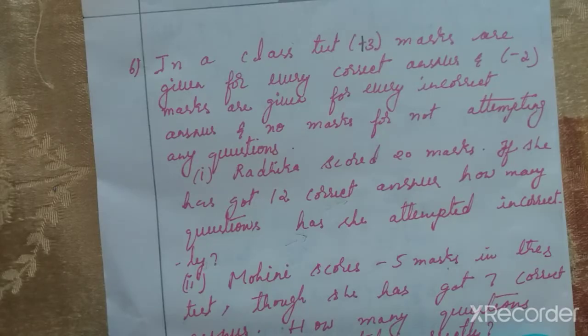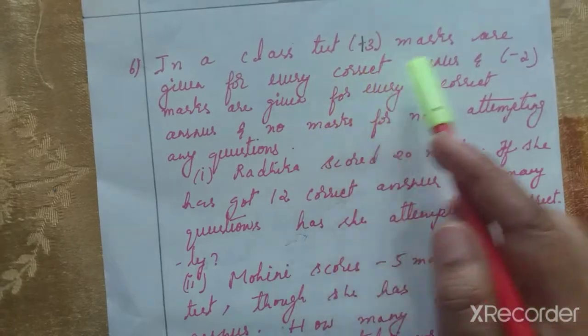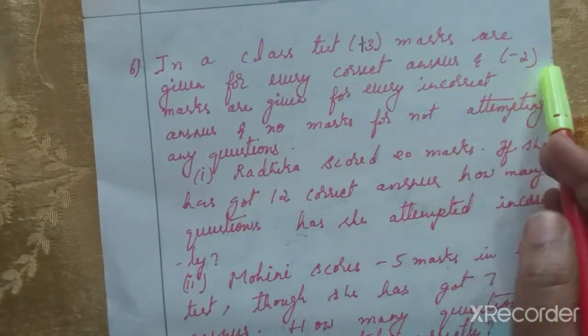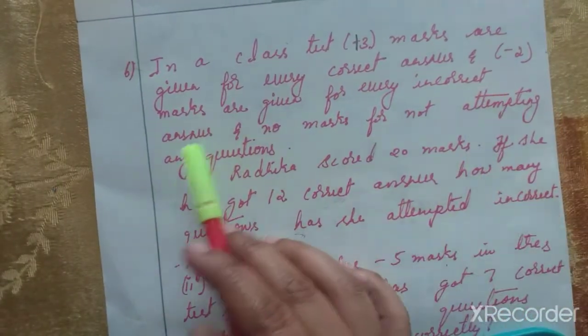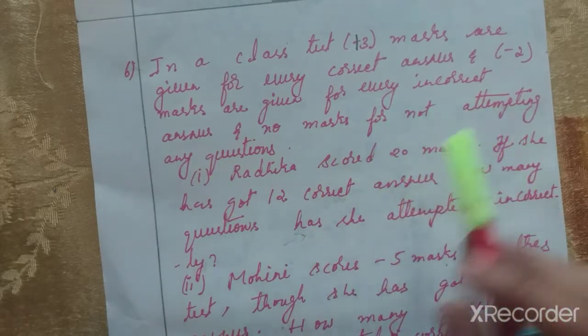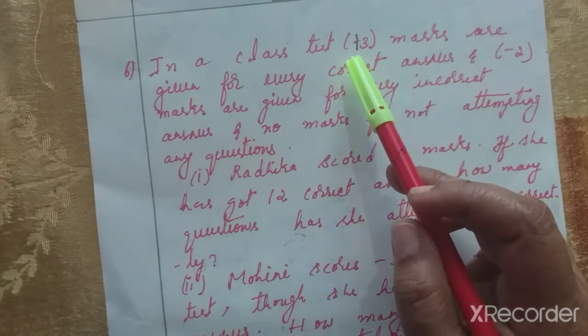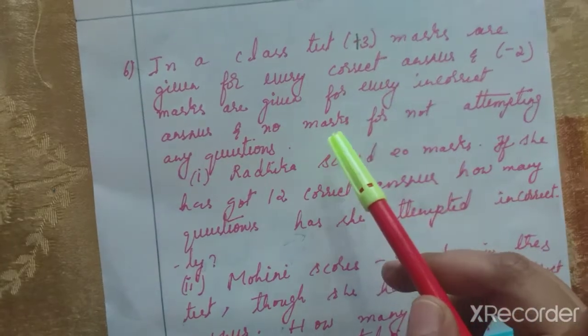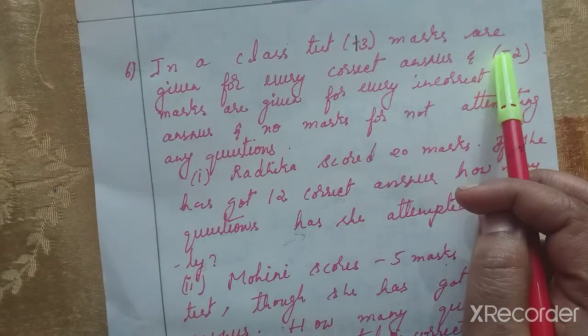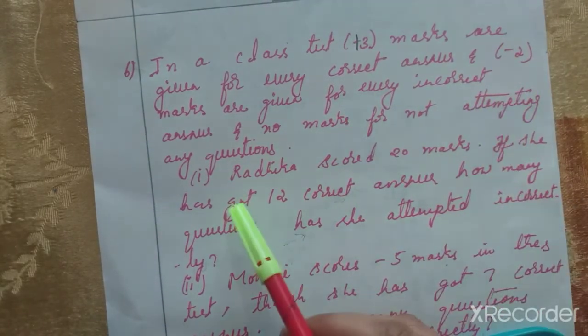Children, in a class test, plus 3 marks are given for every correct answer, minus 2 marks are given for every incorrect answer, meaning a wrong answer, and no marks for not attempting any question. So a correct answer gives plus 3 for one question. If there is any wrong answer, 2 marks are cut.